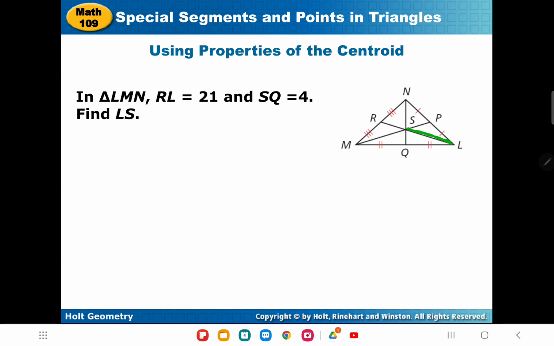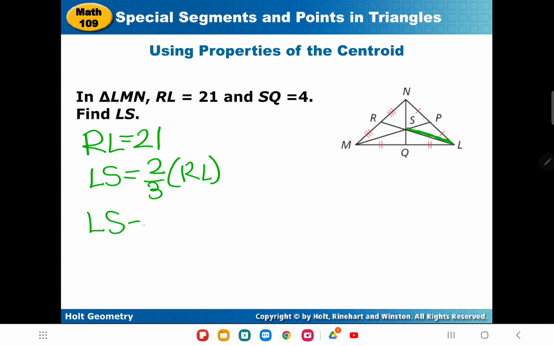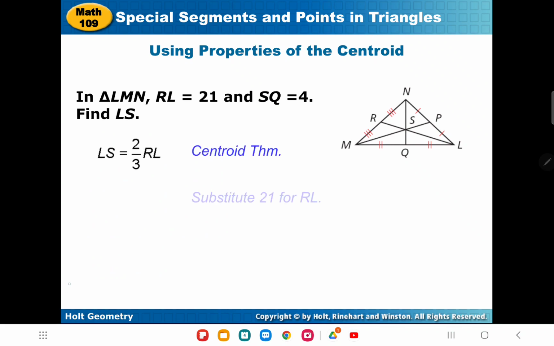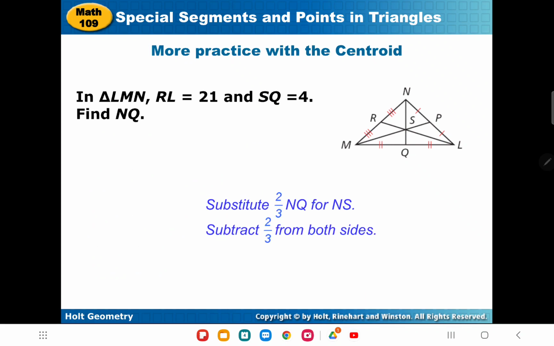We really don't need anything to do with SQ. What we need is that RL is 21. And by the centroid theorem, LS equals 2/3 of RL, because LS is the segment going from the vertex to the centroid. So if I find 2/3 of 21, I'm going to get that LS is equal to 14 units. And we'll see this worked out again.